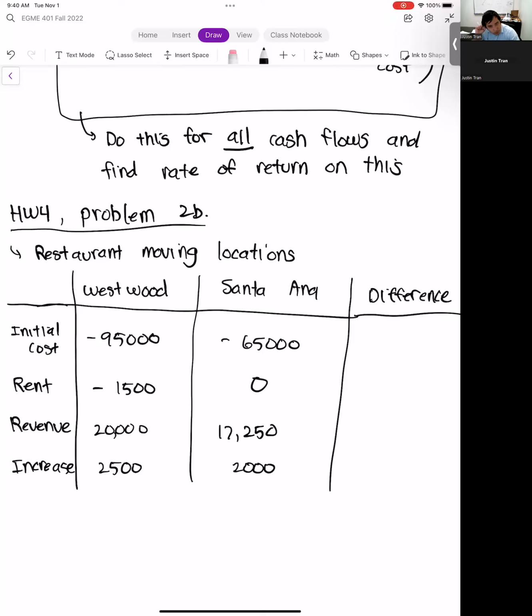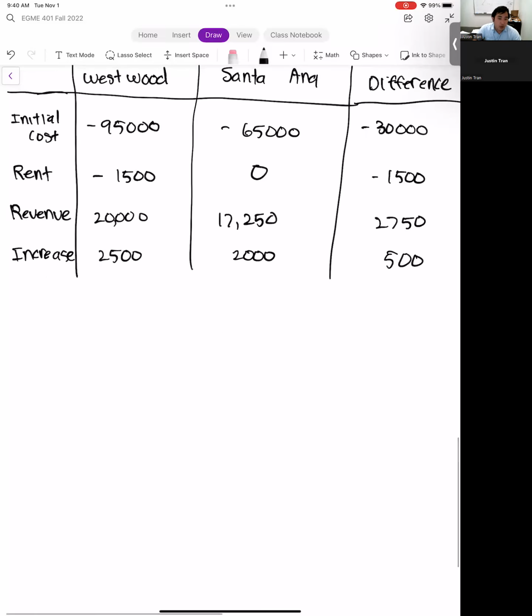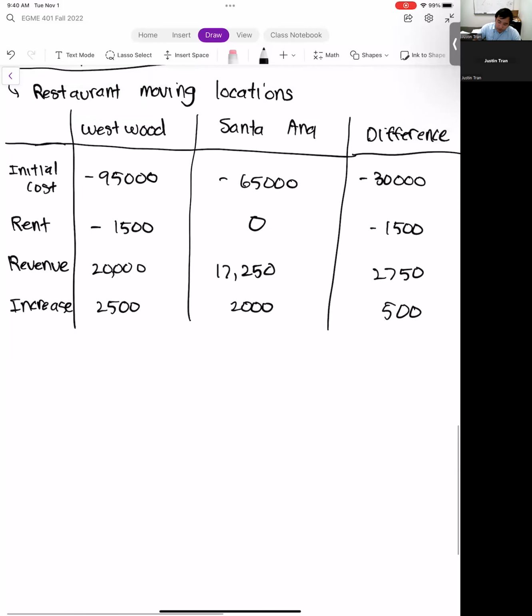And so, because the Westwood location has a higher initial cost, that's going to be our higher cost option. And so the difference is going to be 30,000 for the initial cost. For the rent, it's going to be a minus 1,500. For the difference in revenue, it is going to be 2,750 in the first year, and then the yearly increase is going to be $500. Okay. And so now that we've created the difference, we want to find the present worth of this difference.